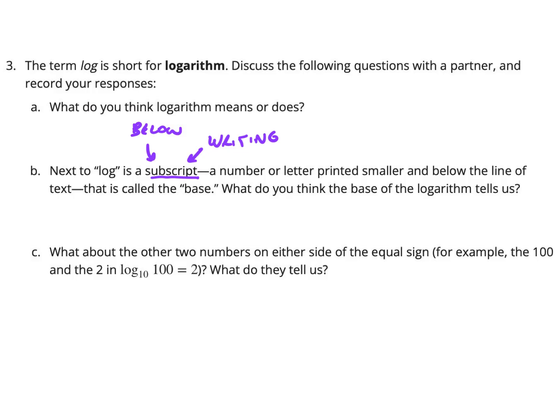What about the other two numbers on either side of the equal sign? For example, the 2 in log base 10 of 100. What do they tell us? Okay, so this is your base. This is your answer. This is your exponent. Logs count exponents because it's easier to graph exponents than it is numbers, because they grow very quickly. They grow very large very quickly.